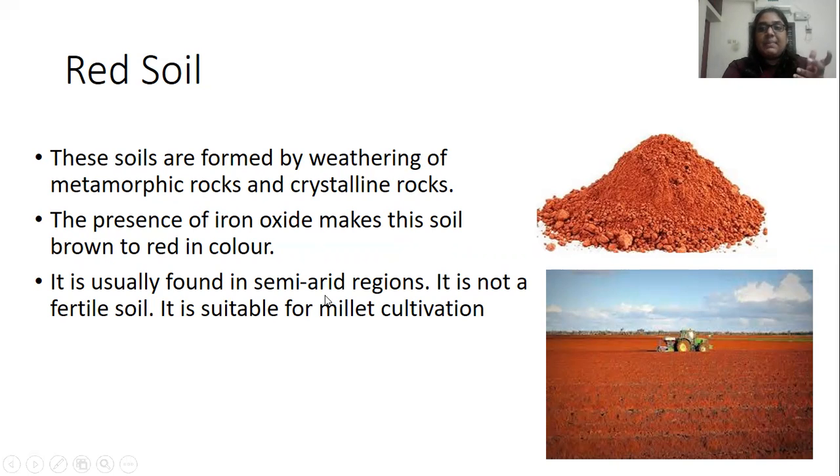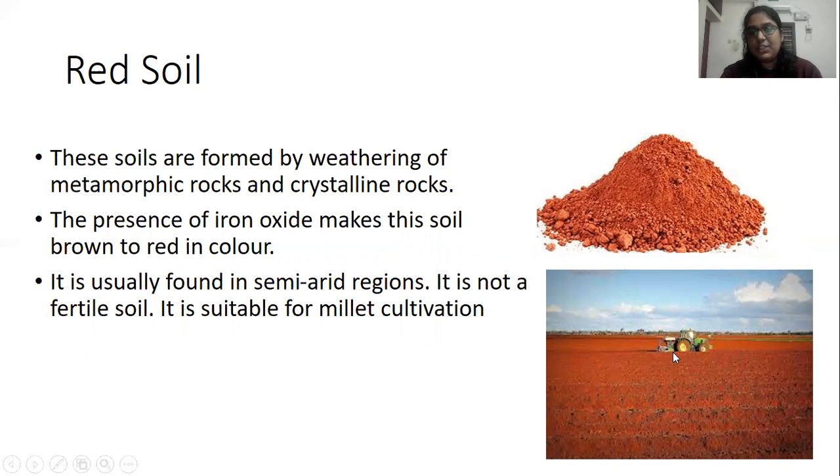So this you can see in semi arid regions. Semi arid regions means a little bit dry, and that place will be getting only a little bit of rainfall. Okay, in places where rainfall is low, you can find this type of soil, and therefore it is not a fertile soil. As there is not much water availability, it is not a fertile soil. Fertile means productivity is very low. So it is suitable for millet cultivation. Okay, this type of soil is used for millet cultivation.